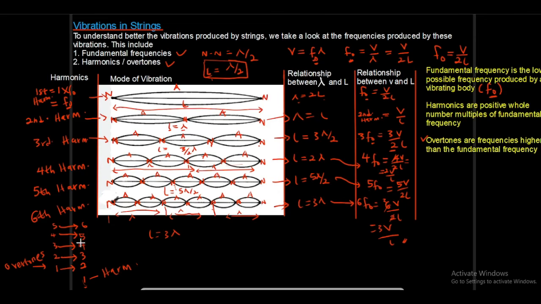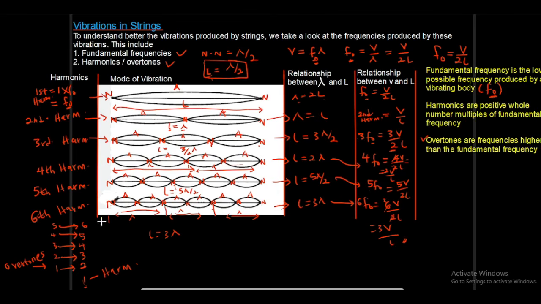So if you're given a question, they say calculate the third overtone, you just make reference to the harmonics. Third overtone is fourth harmonic. Alright, so just do the arrangement like this. We have harmonics first, then overtones. Overtones are frequencies that are higher than fundamental frequency. So we start from 2, and we proceed upward. First overtone equals second harmonic, second overtone equals third harmonic, third overtone equals fourth harmonic, fourth overtone equals fifth harmonic, and so on and so forth.